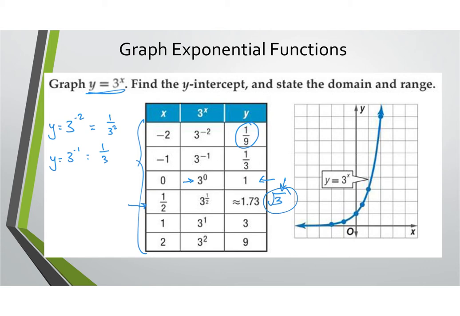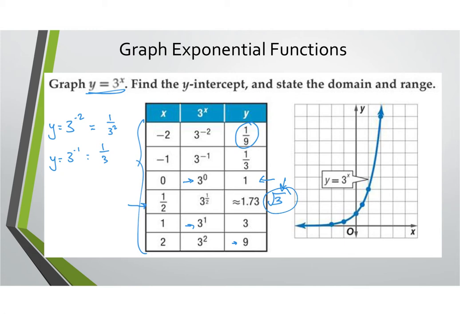All right, so then we keep moving on. We plug 1 into our exponent, 3 raised to the power of 1 is 3. And then when we square it, 3 squared ends up being 9. Okay? And so if you're looking over here at your y's, you can kind of see the pattern start to form. 1/9, 1/3, 1, 3, 9. You can start to see a pattern.